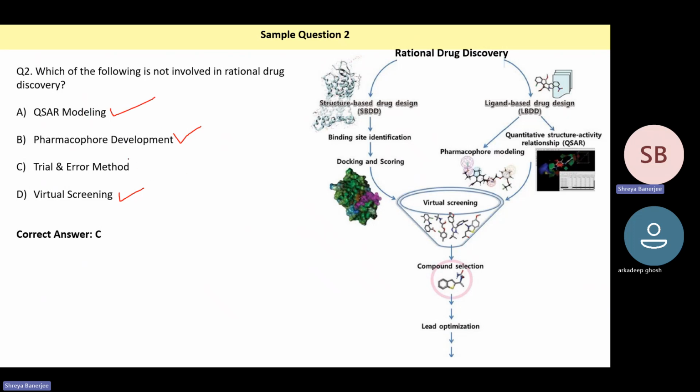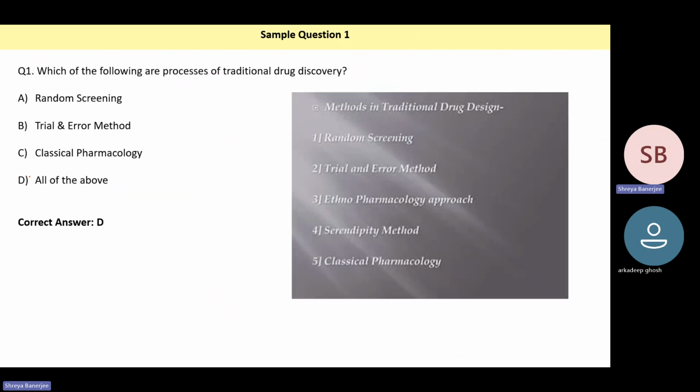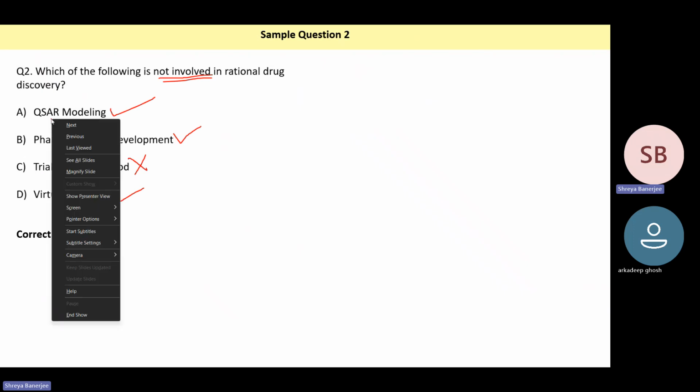The only option that is not part of rational drug discovery is C, because the trial and error method is a part of traditional drug discovery, which we saw here. So the answer is option C.